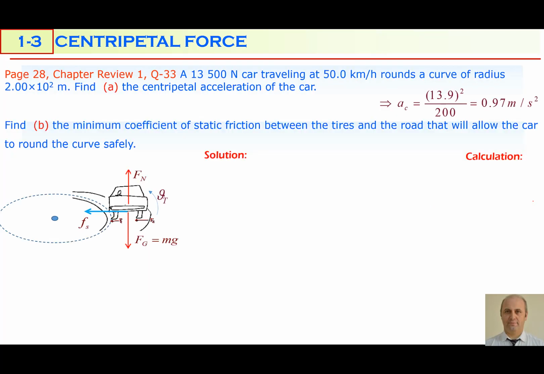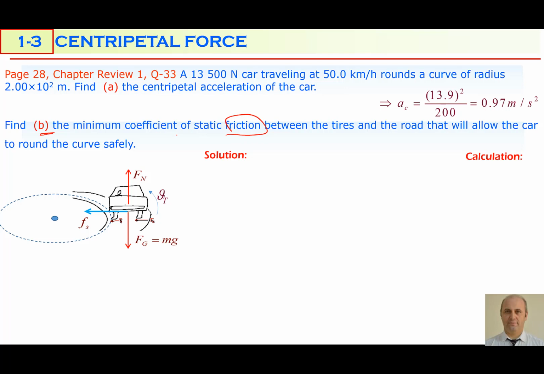In part B, find the minimum coefficient of static friction between the tires and the road that will allow the car around the curve safely. In fact, this part B is giving a hint about which force is allowing this car to move on a circular path. It is the friction. But we are not going to calculate the friction force. We will calculate the coefficient of static friction between the tires and the road.